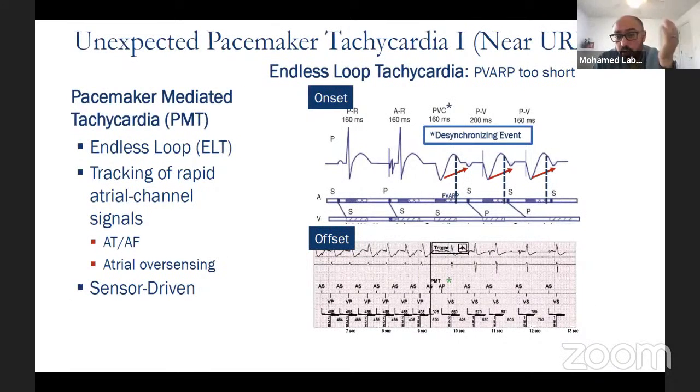If you don't have a programmer available and you just want to solve this problem in the middle of the night, you can put in the magnet. So basically how you solve this by the magnet is you will tell the device, I just want you to be in asynchronous mode. So you're not listening to this retrograde P wave. And if you're a dual chamber, I want you to pace in the A and the V all the time. So you can overcome this problem. This is a simple, easy fix.